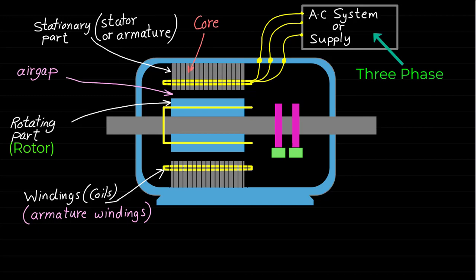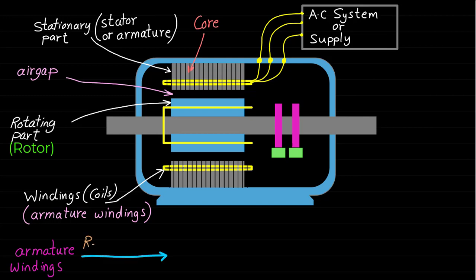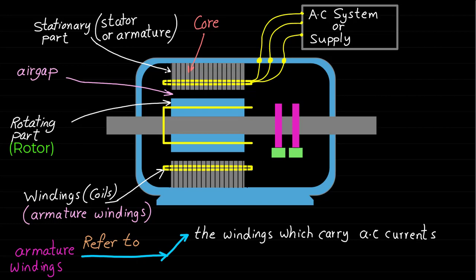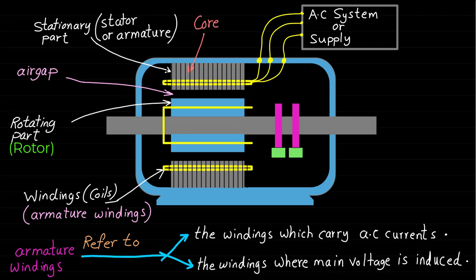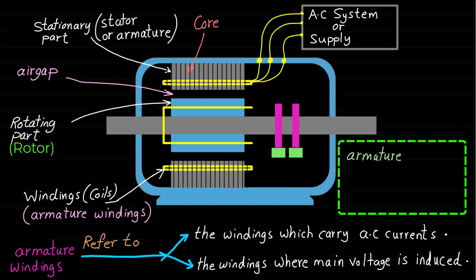In general, the term armature is used to refer to the windings on a rotating machine which carry AC currents. It also refers to the windings where the main voltage component of the machine is induced. The stator windings or armature windings of the synchronous machine are designed for high voltages and currents.